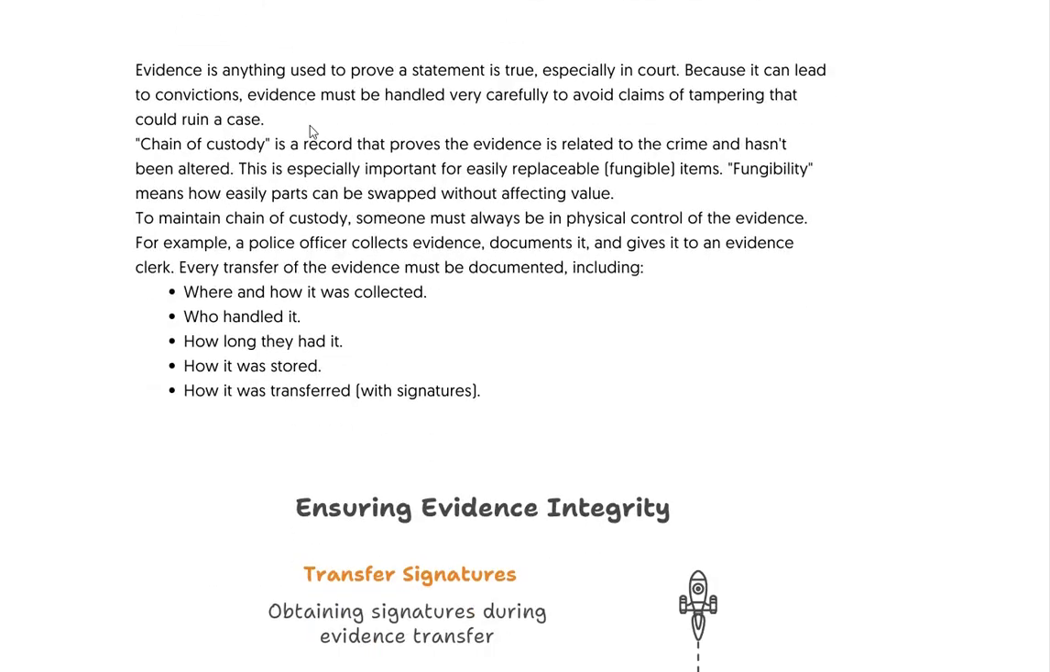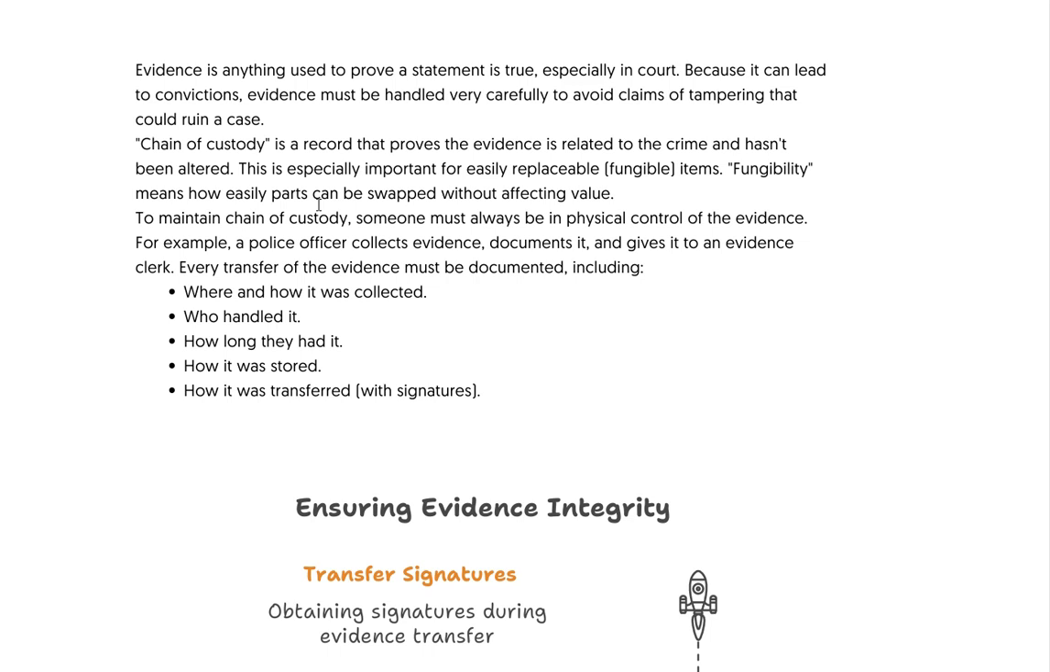Evidence is anything which can be used to prove a statement is true, especially in court, which can lead to convictions. Evidence must be handled very carefully to avoid claims of tampering that could ruin the case. Chain of custody is a record which proves the evidence is related to the crime and has not been altered. This is especially important for easily replaceable items. Fungibility means how easily parts can be swapped without affecting the value. To maintain the chain of custody, someone must always be in physical control of the evidence.